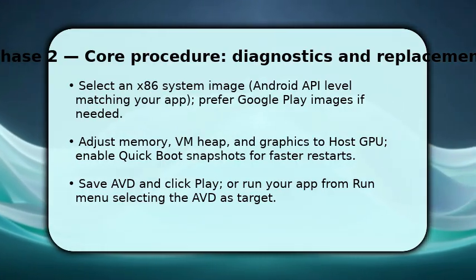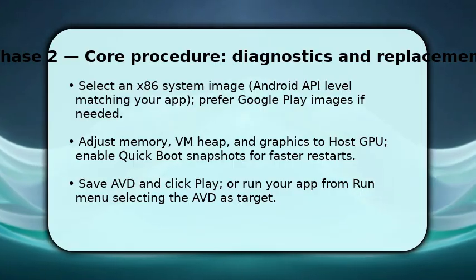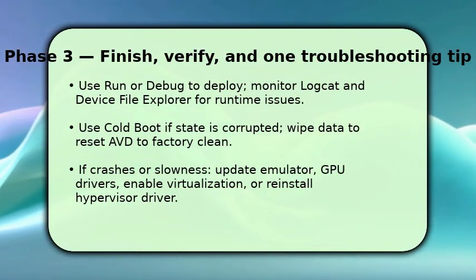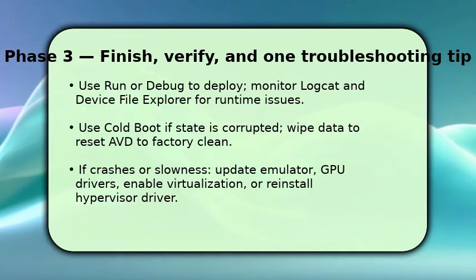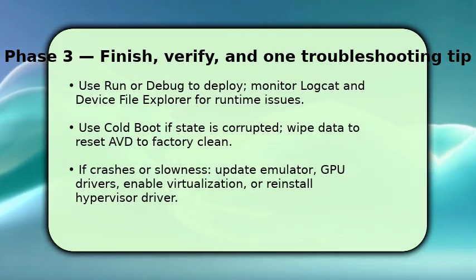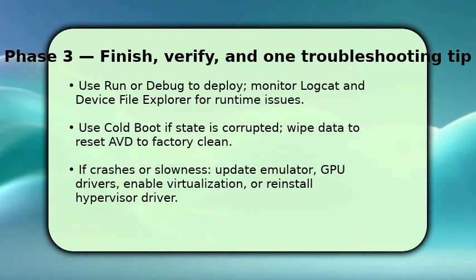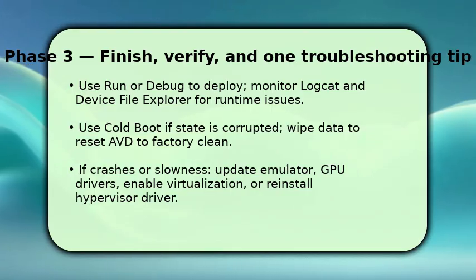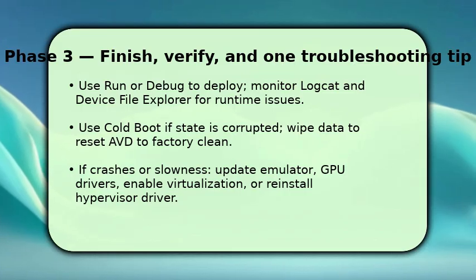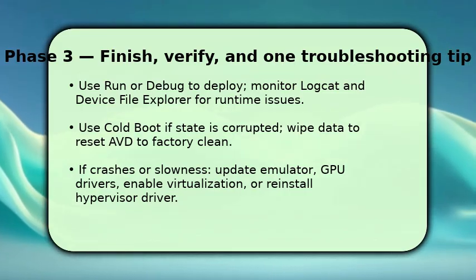To finish, deploy your app using Run or Debug and watch Logcat for errors while using Device File Explorer to inspect files. If the emulator behaves oddly, choose Cold Boot or Wipe Data to remove a corrupted snapshot. That often resolves launch failures. Make sure to update the Android emulator and your GPU drivers and verify virtualization remains enabled. Reinstall the emulator hypervisor driver if necessary. If graphics glitches persist, switch graphics mode to software temporarily to confirm a driver-related issue.